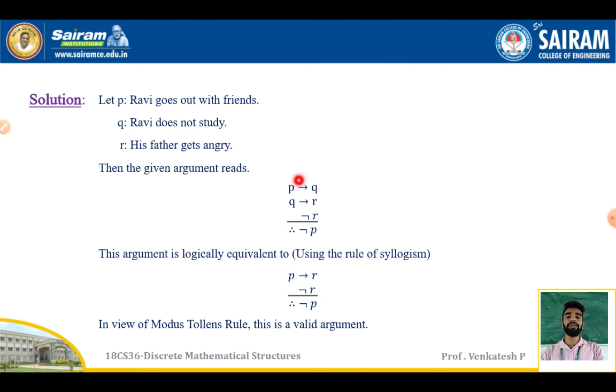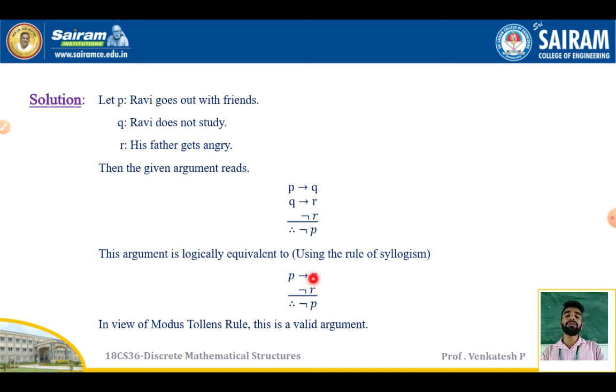So now I will be getting: if P then Q, if Q then R, negation R, then the conclusion is negation P. And we can see that to simplify the first two statements, we can use the rule of syllogism, right? So the argument is logically equivalent by using the rule of syllogism. So I can rewrite if P then Q and if Q then R as if P then R. I am keeping the negation R as it is and the conclusion negation P as it is.